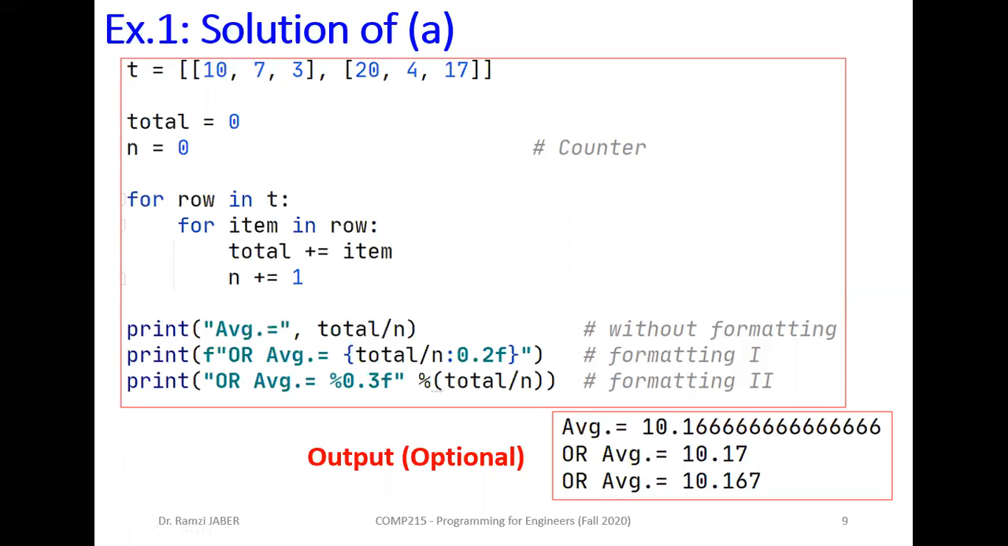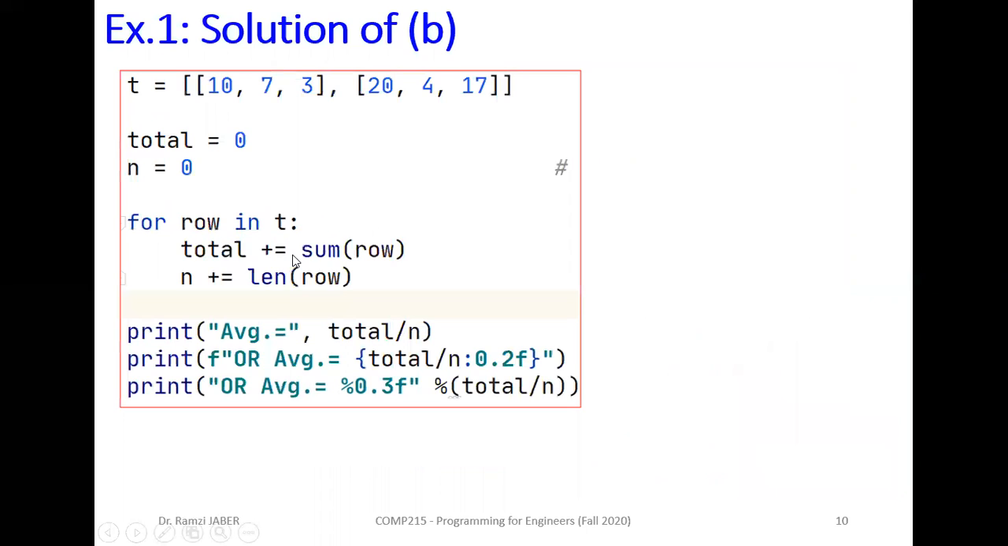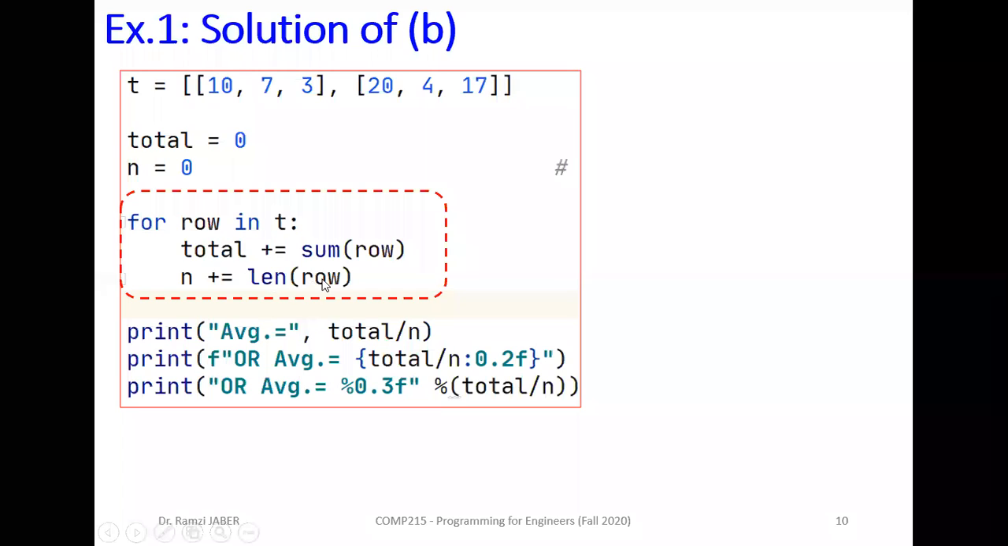Okay, solution A, this is solution A. Using 2 for loops, nested for loop, to get the sum of all elements and the number of all elements. But Python will give us another option: using 1 for loop, for row in T, total equal total plus sum of row, and n equal n plus length of row.